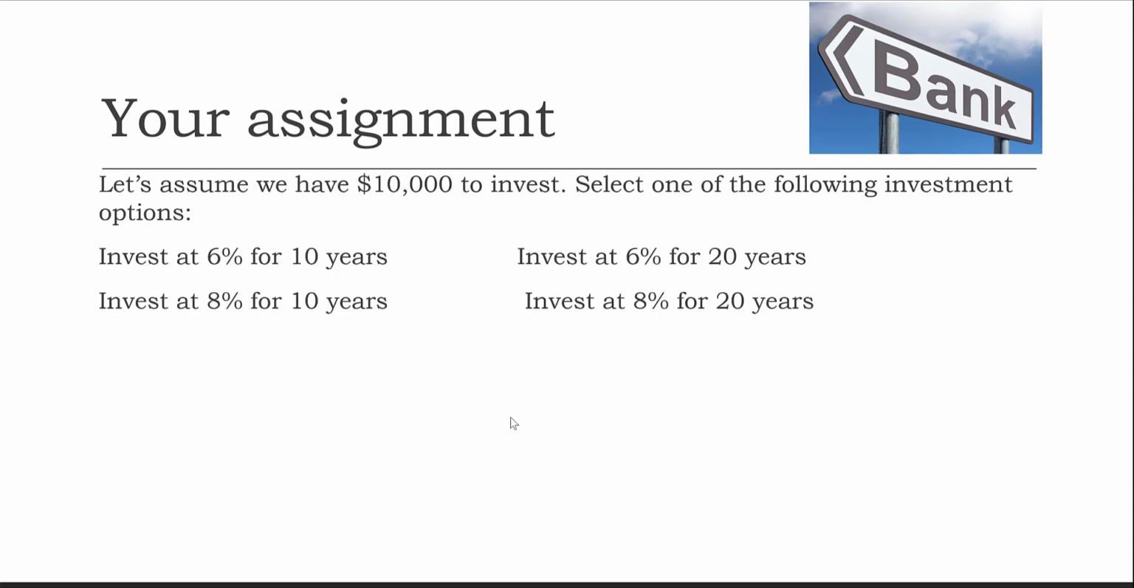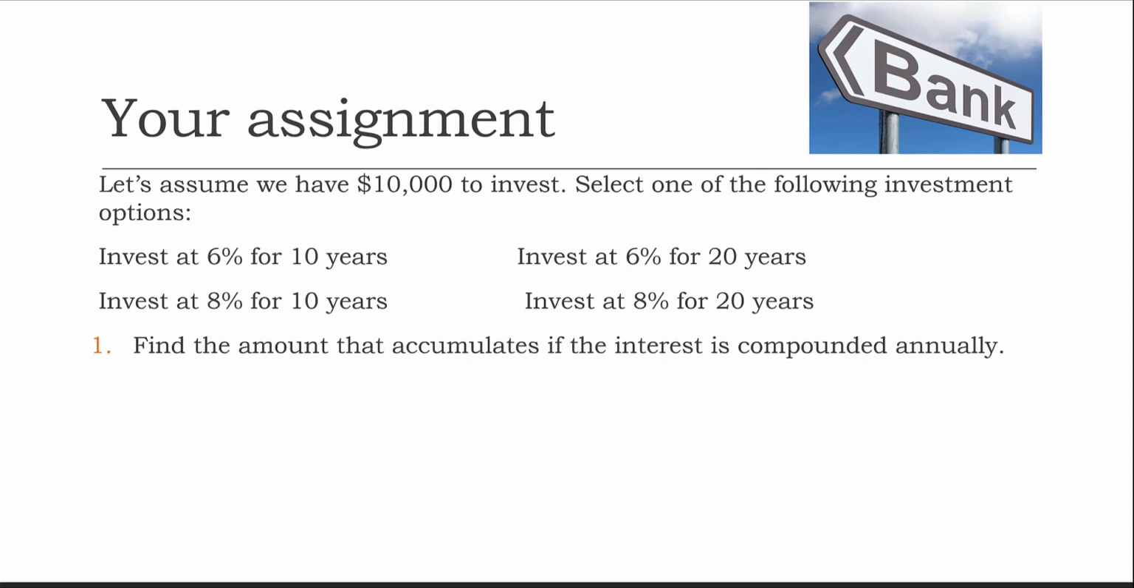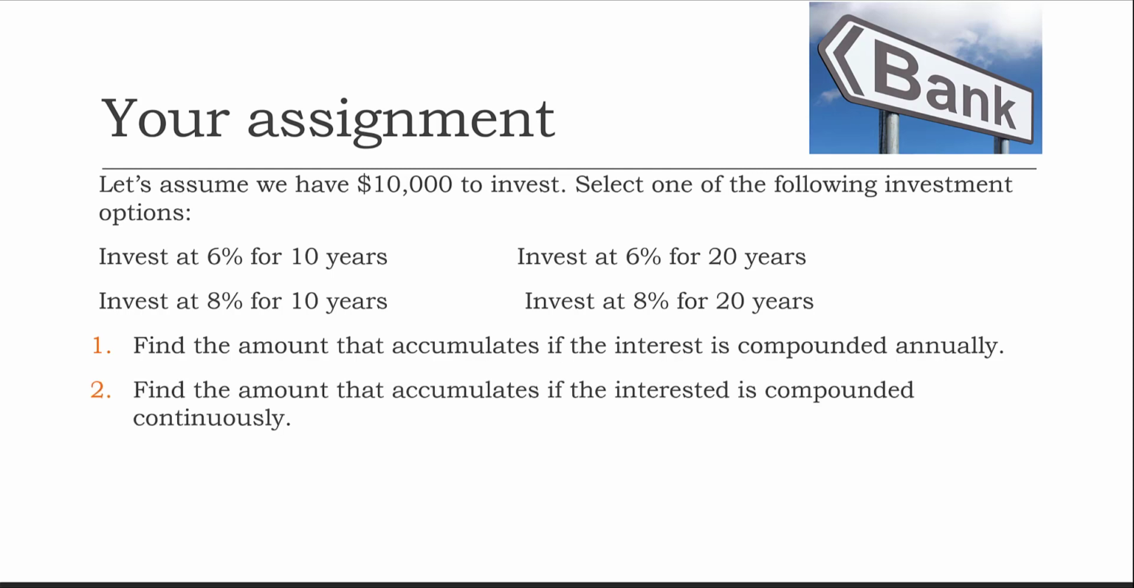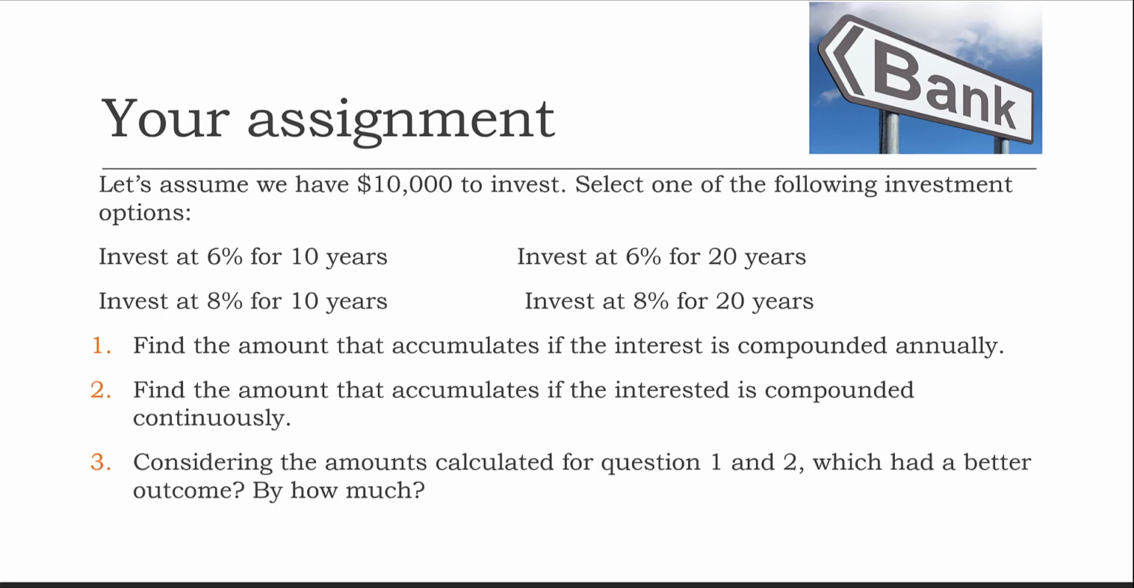So for this assignment, you're going to assume that you have $10,000 to invest, and you get to pick one of the 4 investment options shown here. Invest that $10,000 at 6% for 10 years, at 8% for 10 years, at 6% for 20 years, or at 8% for 20 years. For the investment option that you selected, find the amount that accumulates if the interest is compounded annually, then find the amount that accumulates if the interest is compounded continuously.